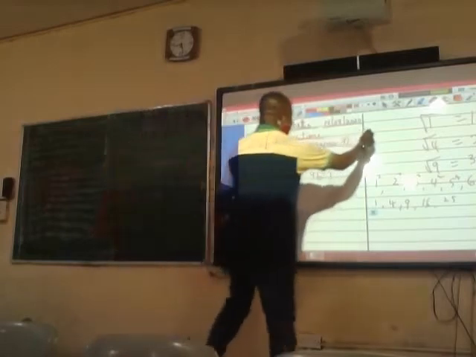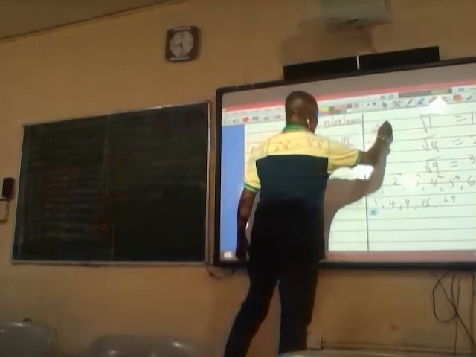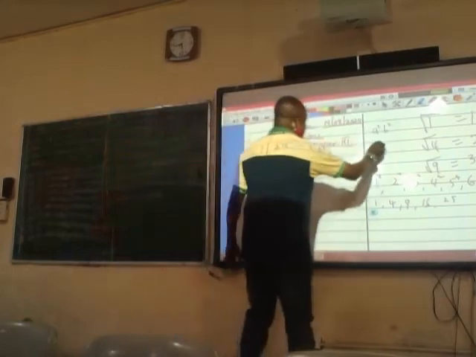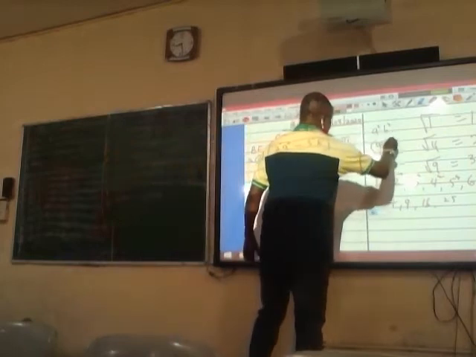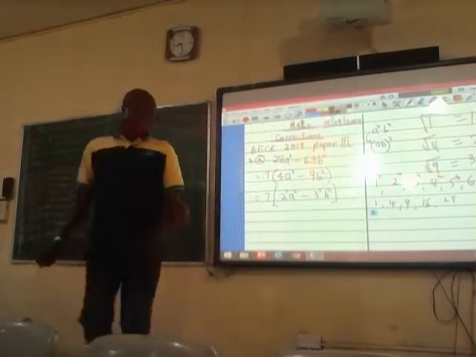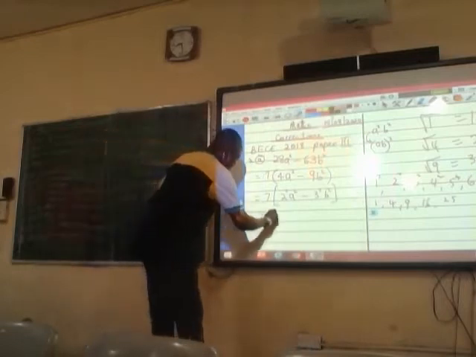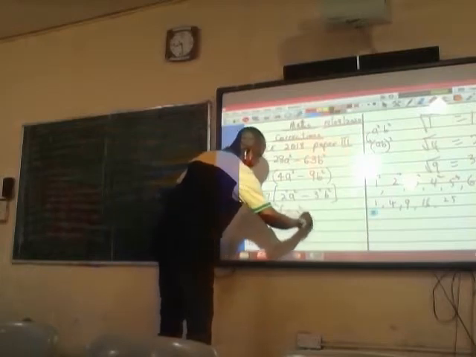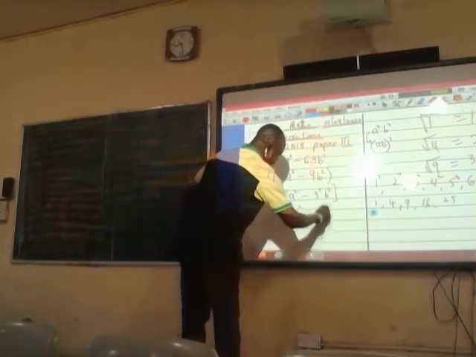If I have a raised to the power of 2 and b raised to the power of 2, I can put a common power and put them in the bracket. That means you can have ab all squared. This is the same thing as this. Do you agree with that? So I can write this as 7 times (2a) all squared minus (3b) all squared.